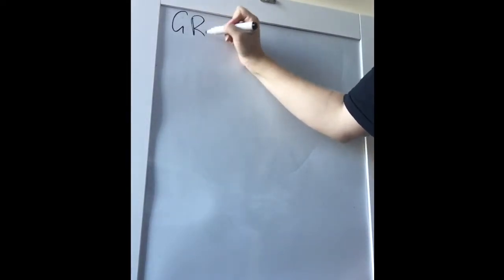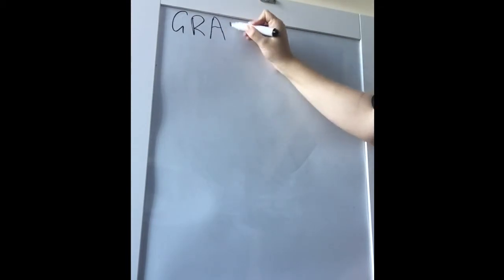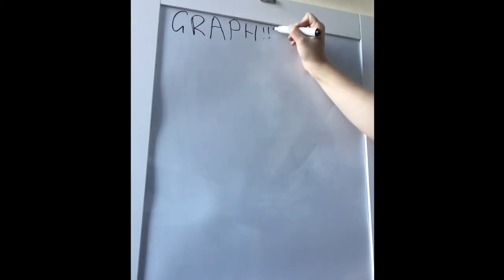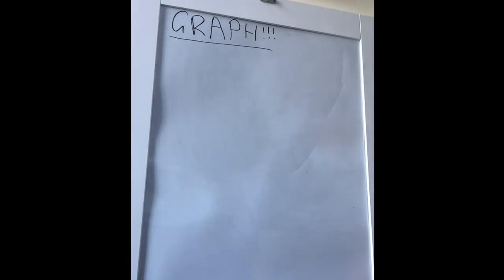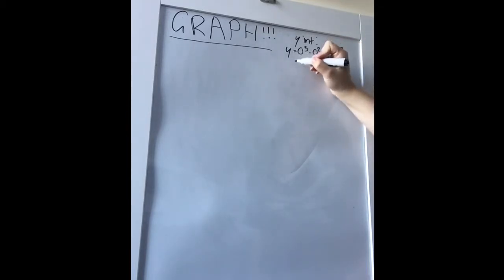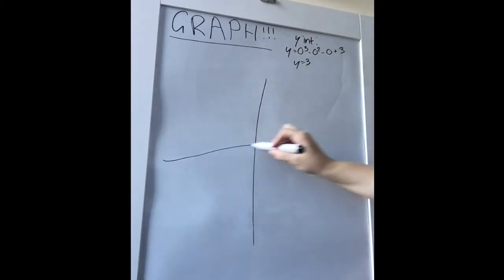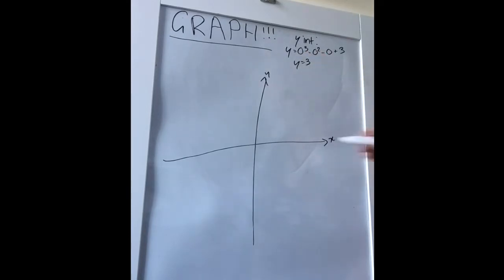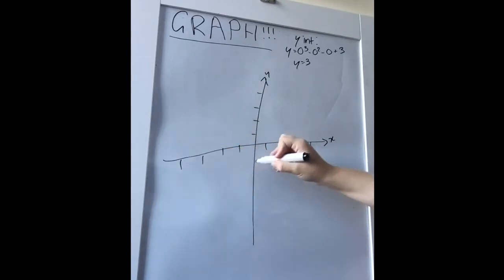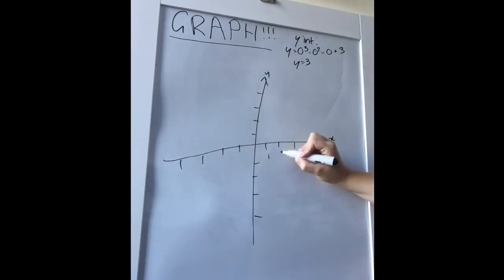And the last part of the question is to sketch the curve labeling the stationary points, point of inflection, and y-intercept. So now we're graphing. First you have to find the y-intercept by making x equal to 0. Put your x and y axes. Label your numbers.